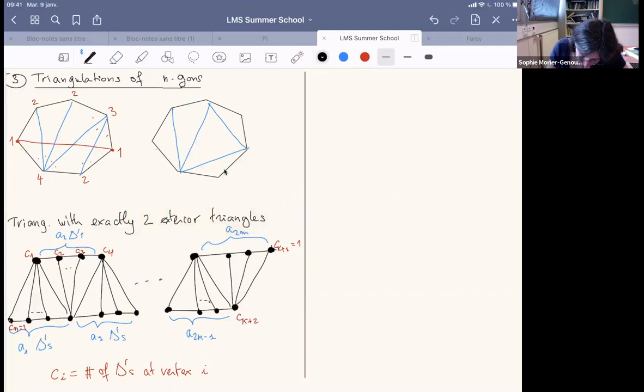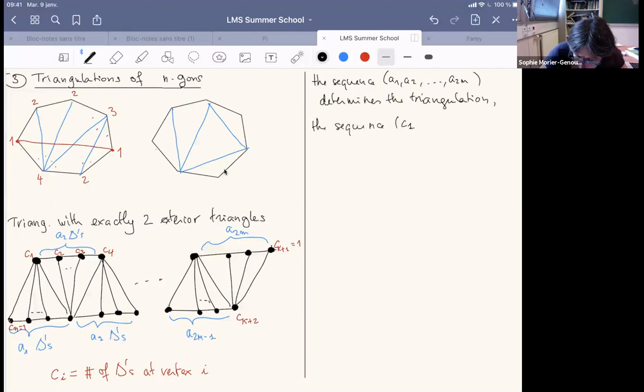The sequence of A's determines the triangulation, and the sequence of C's also determines the triangulation. These are two alternative ways to record the triangulation we are talking about. So let me note this here. The sequence A1, A2, up to A2m determines the triangulation, and the sequence C1, C2, and so on also determines it. You need only one of these data.